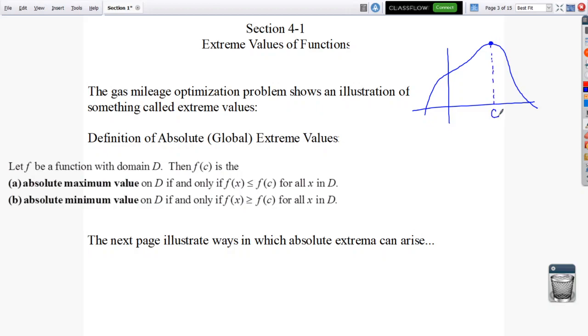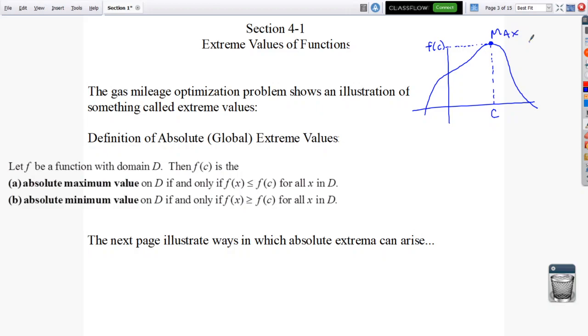It occurs at the point c. Just like I was trying to show you guys last chapter, the location is the x value. What it is, is the f value, so f of c here. So you can see that all of the points on the function are below f of c, making f of c our absolute or our global max.